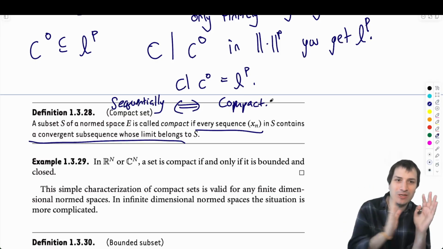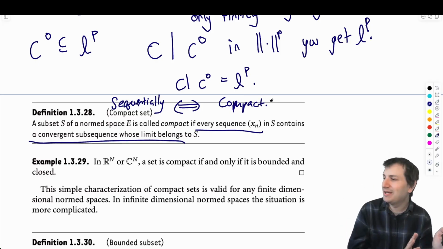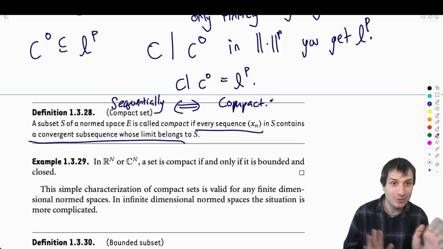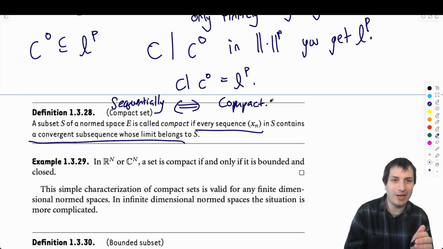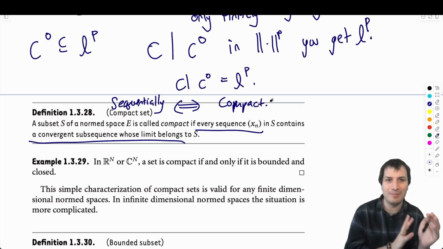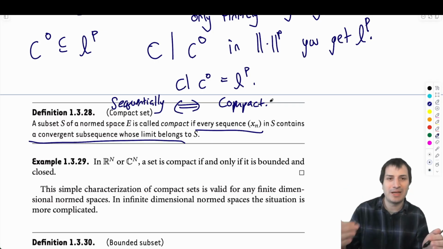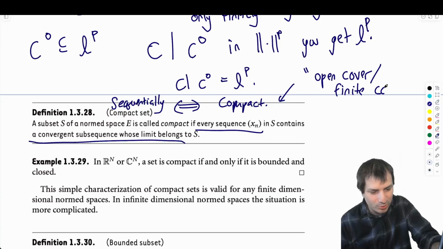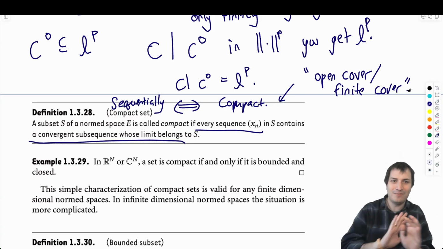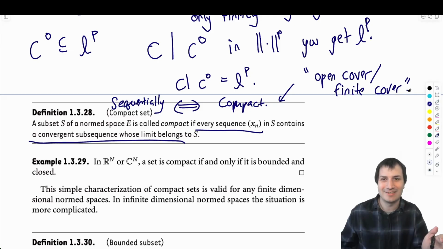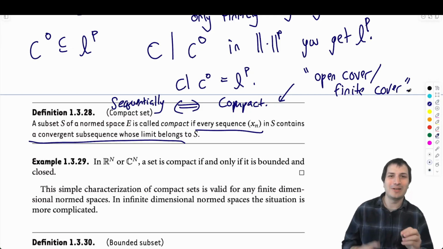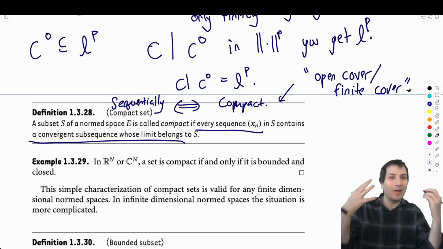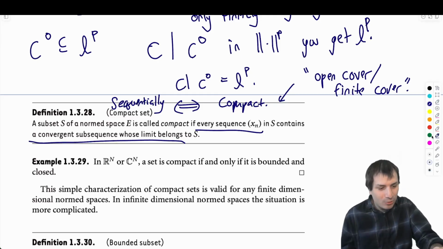So the difference between compact and sequentially compact only comes up if you are doing some weird topology that is not a metric space, where the open sets are given by something other than balls. So for us, sequentially compact and compact are the same. This is the textbook definition of a compact set. Other people's definition of a compact set is the open cover, finite subcover definition. That is the classical definition, but we're not going to do that one for now. So don't worry about that. If none of this made sense to you, just forget the last minute, and definition 1.3.28 is the definition of a compact set. You might remember in R, the Bolzano-Weierstrass theorem.